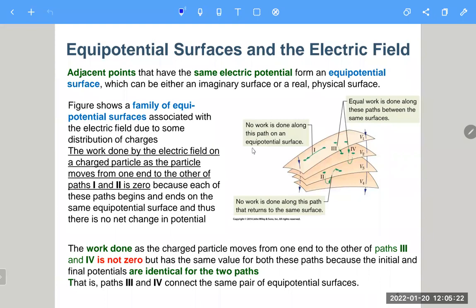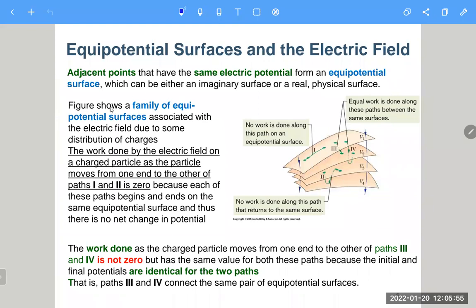So for example, in this figure, we can see this surface is an equipotential surface with the potential V1. This is another one, V2, V3, and V4. So we try to connect all the adjacent points with the same electric potential to form the equipotential surface.